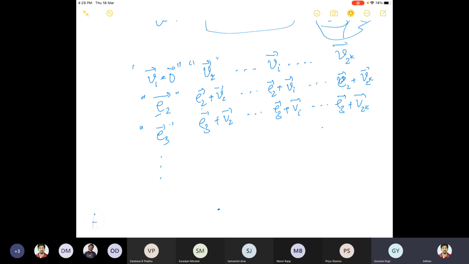Sir, 2 raised to the power n minus 2 raised to the power k. Okay, why is that? Because, sir, in total we have 2 raised to the power n, and 2 raised to the power k we have already used. So the remaining will be 2 raised to the power n minus 2 raised to the power k.